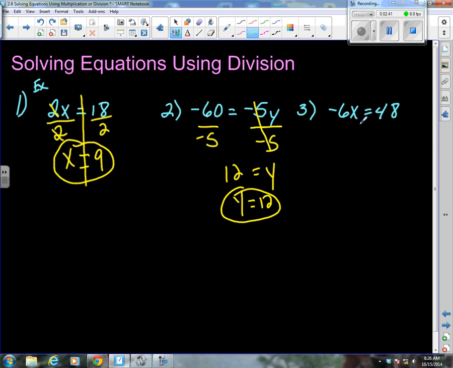Okay. One more thing. What's going on between the negative 6 and the x? It's multiplication. I do the opposite, which is division. Divide both sides by negative 6. That becomes 1. 1x equals, well, negative 6 into 48 goes negative 8 times. Okay, let's look at the next one.